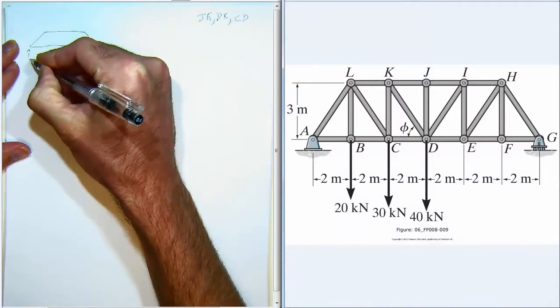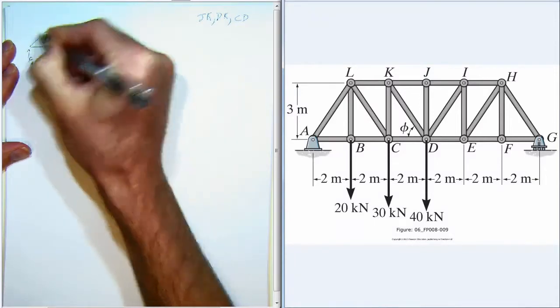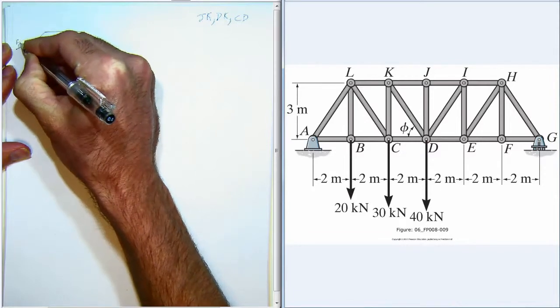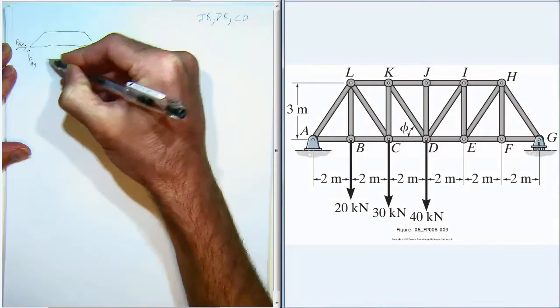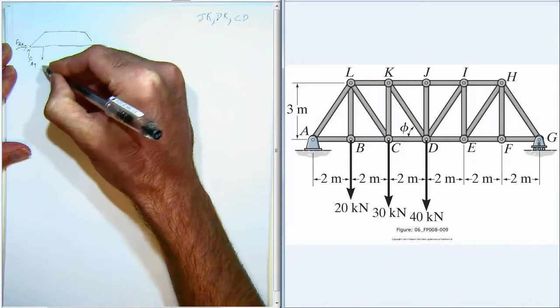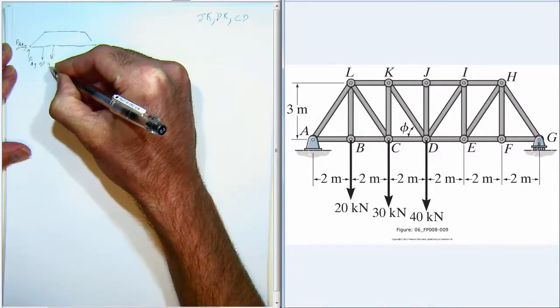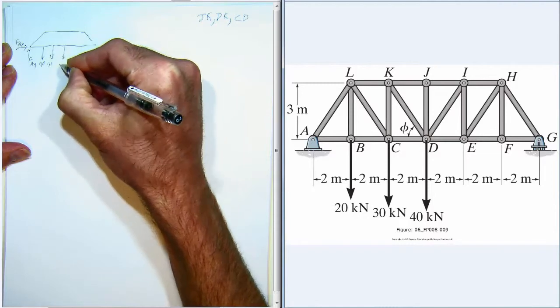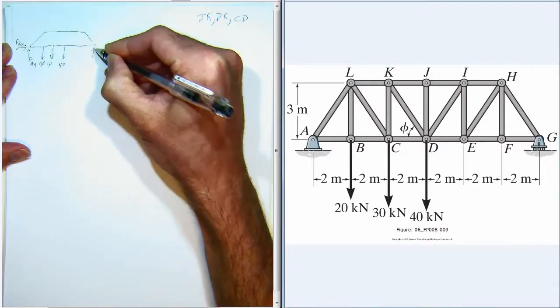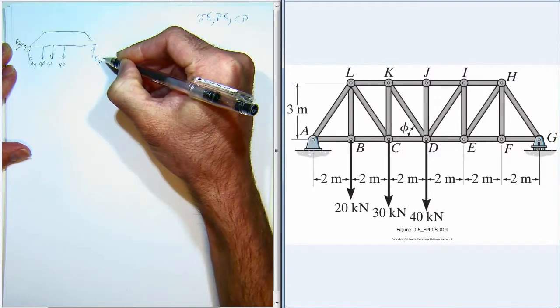So here's FAY, FAX, and then the applied loads, okay.